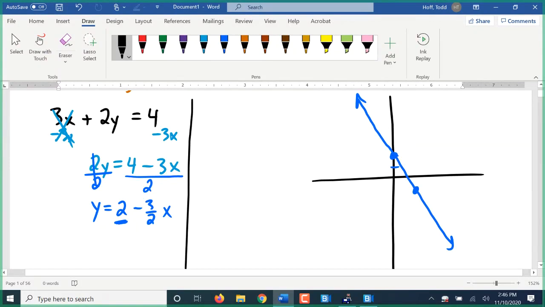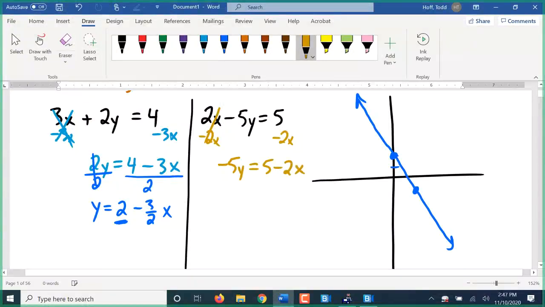Well, let's look at one more similar to that. 2x minus 5y equals 5. So we're going to start off here getting rid of the 2x. Subtract the 2x. That's gone. I have negative 5y equals 5 minus 2x. Now y is being multiplied by that negative 5, so I have to divide by the negative 5. Remember, when we divide, we divide every digit. So that negative 5 is gone on the left side, leaving us with y equals. On the right side, 5 divided by negative 5 is a negative 1.